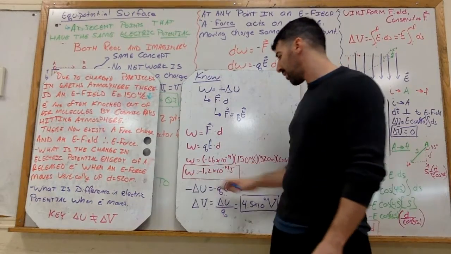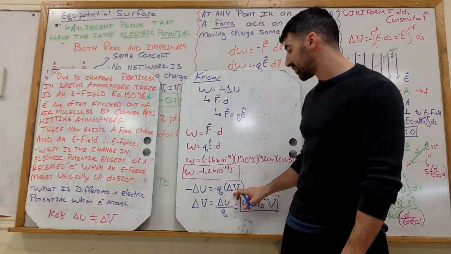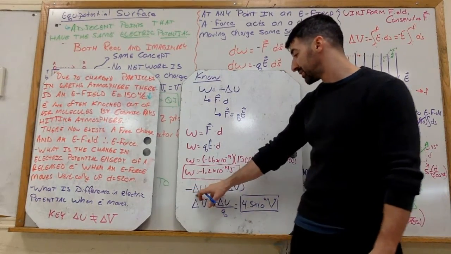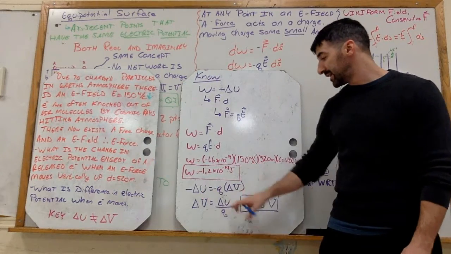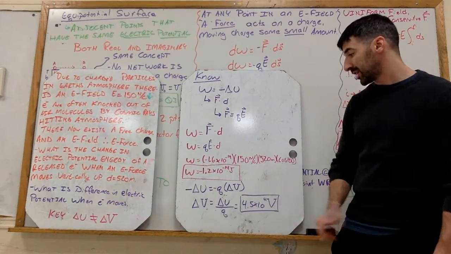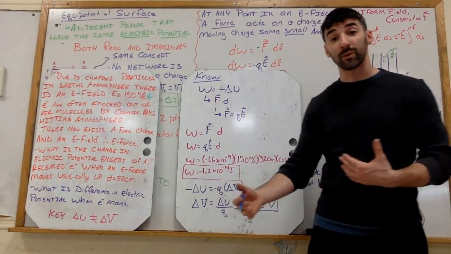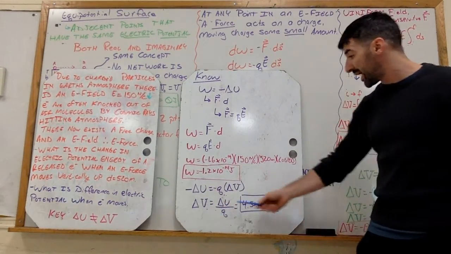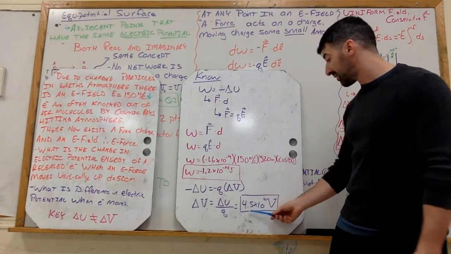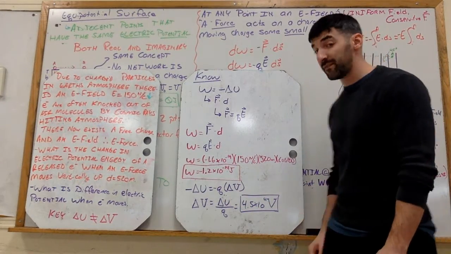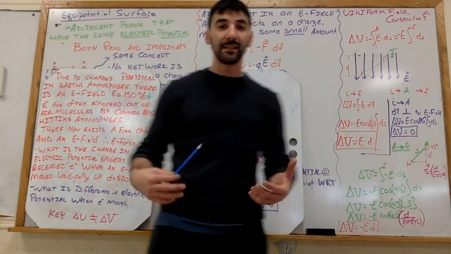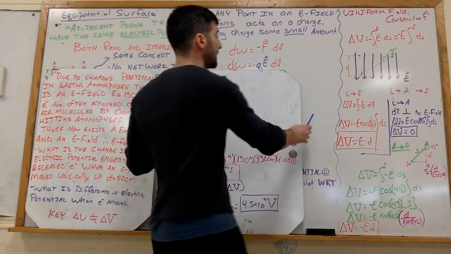Next, I want to find out what my change in electric potential is. Well, just by definition, my change in electric potential energy is equal to negative q times my change in electric potential. That is my definition of electric potential, which is what we were talking about last time. And now I have a change in electric potential of 4.5 times 10 to the 4th volts. So that's a nice, easy way to see how all of this relates.